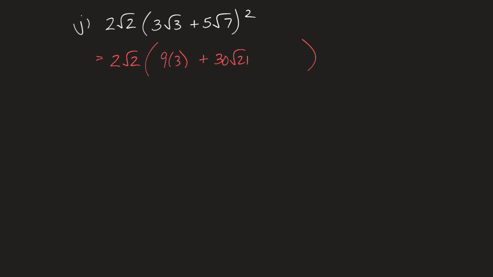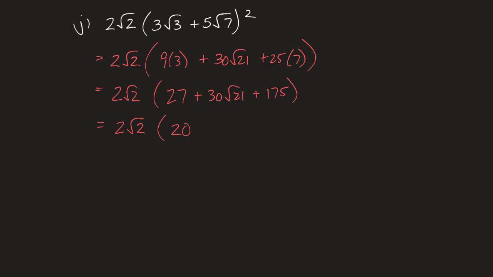Now I square my last. 5 times 5 is 25, and root 7 times root 7 is 7. Now I can clean up what I've got. What I have inside the brackets is going to be 27 plus 30 root 21 plus 175. So that's going to give me that 202 plus my 30 root 21.